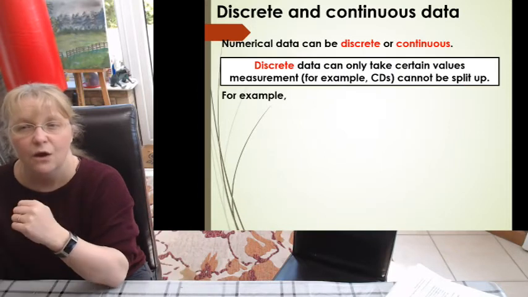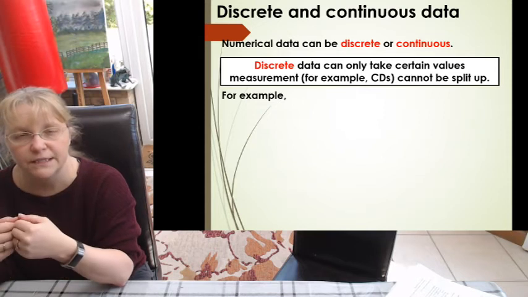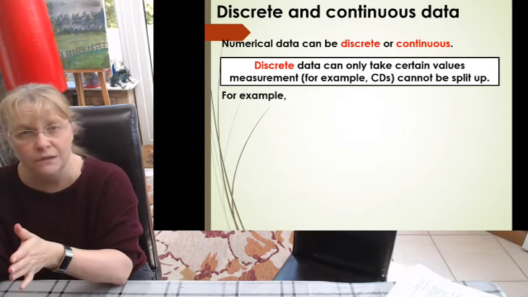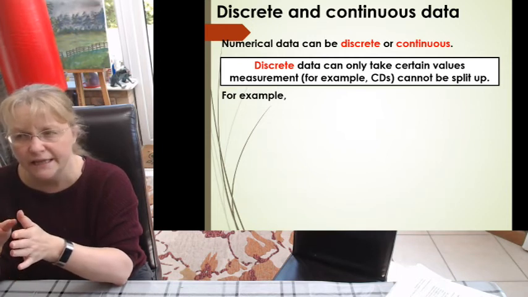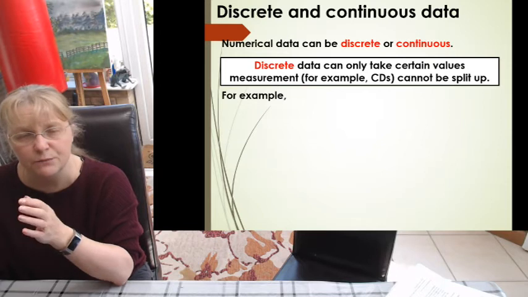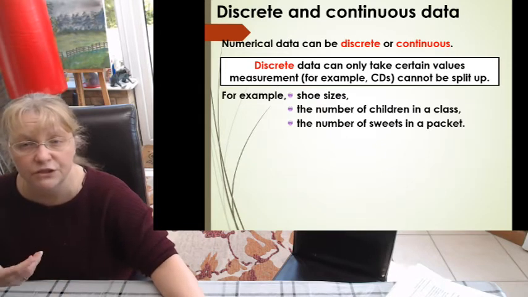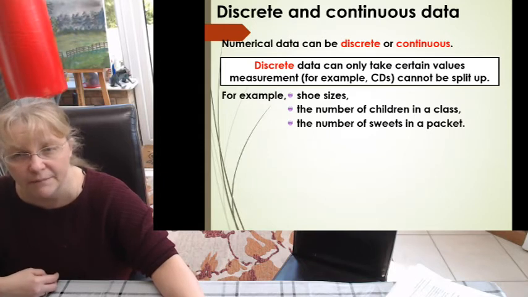So, discrete can only take certain values, measurements, for example, CDs, number of cows, it's whole numbers. So think of it as discrete, it's got no decimal places, it's when you're counting specific things. So for example, shoe sizes, number of children in a class, and the number of sweets in a packet.